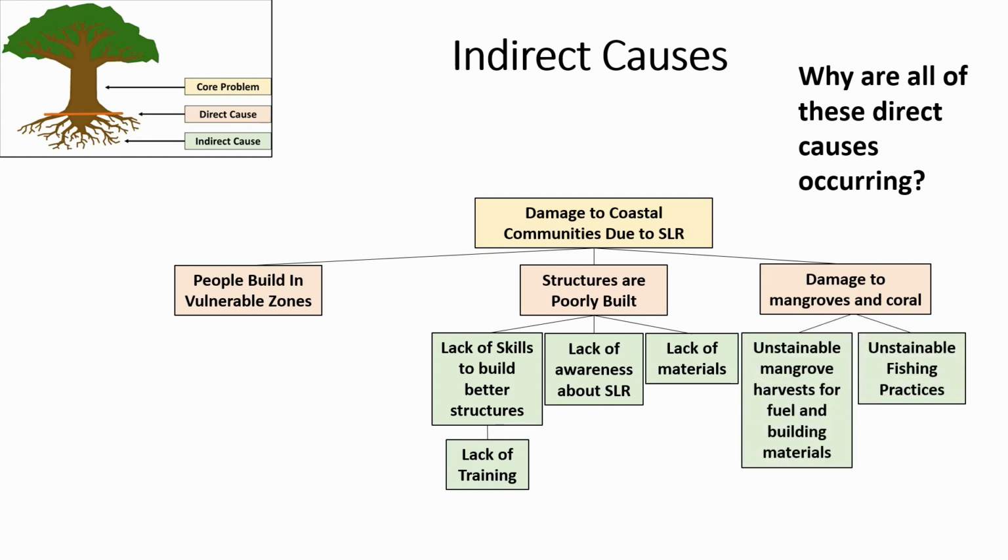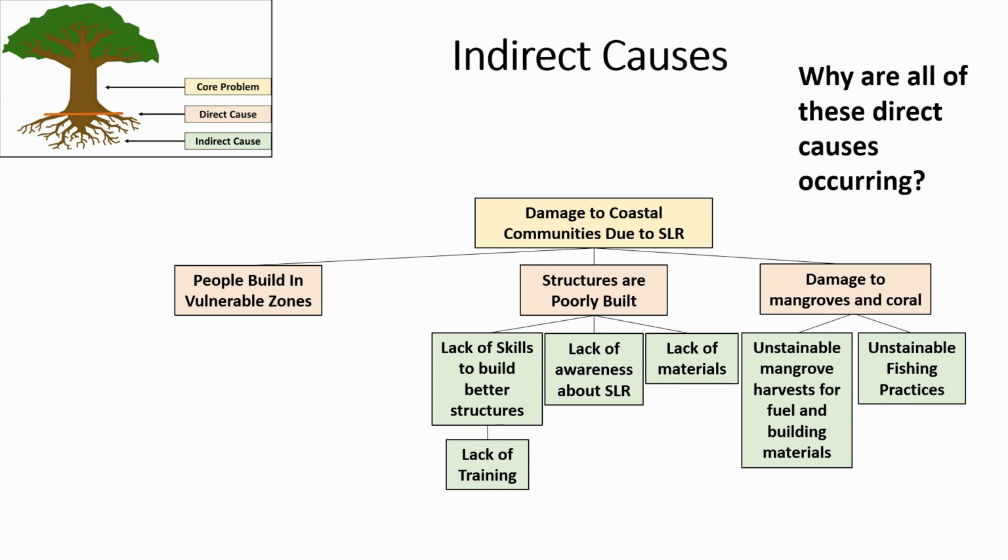Well, we find out that we have unsustainable mangrove harvests for fuel and building materials. In Keytopia, people particularly like to use mangrove wood for cooking fuel because they think that it makes food taste better. But they also use the mangroves for building materials. And so people are harvesting the mangroves.